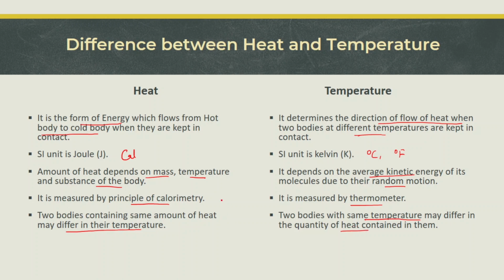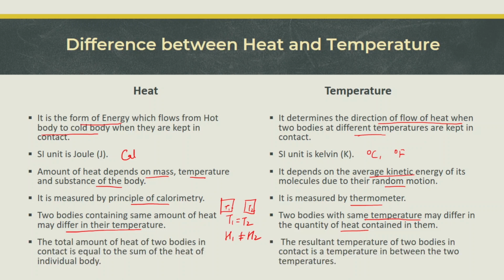Which simply means that if two bodies have the same temperature, T1 equal to T2, that doesn't mean that H1 will be equal to H2, and vice versa. If the heat is the same, that doesn't mean their temperature will be the same. And finally, the total amount of heat of two bodies in contact is equal to the sum of the heat of the individual bodies. So if the first body has heat H1 and the second body has heat H2, the total heat will become H1 plus H2, the combined heat of the two bodies.